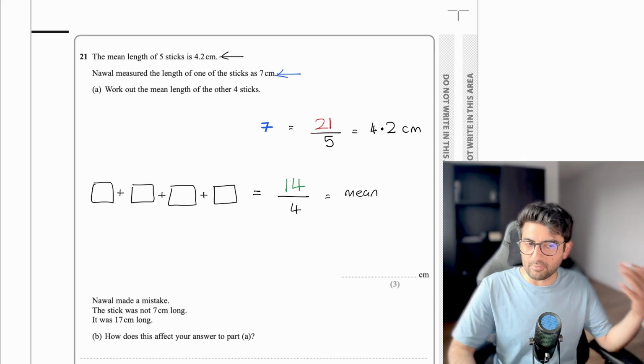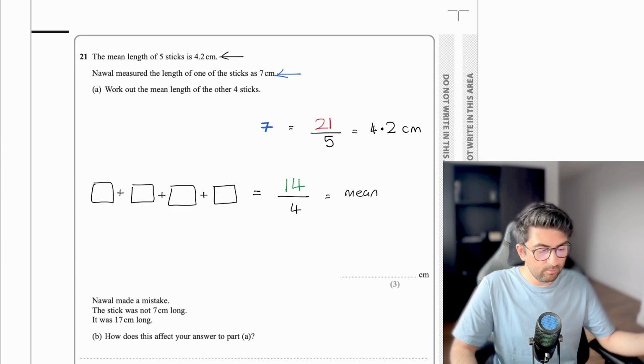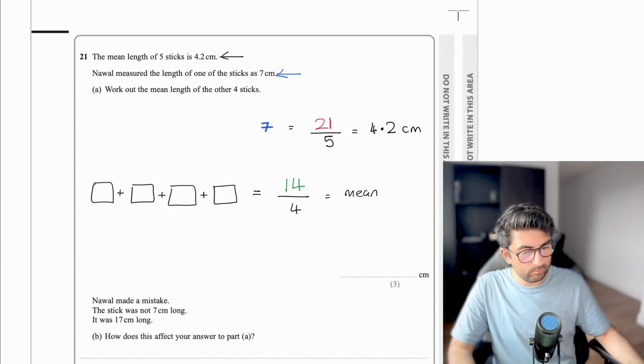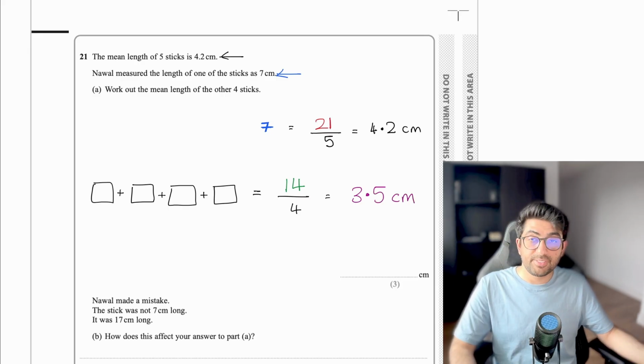So 14 divided by 4 must equal the mean. 14 divided by 4 is 3.5. And that's the mean of the remaining 4 sticks.